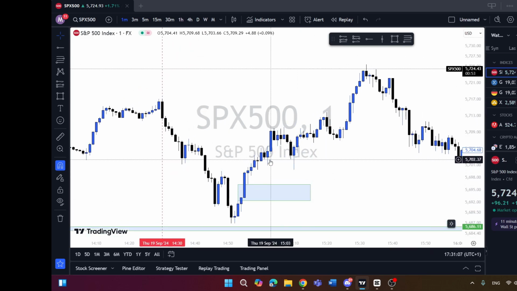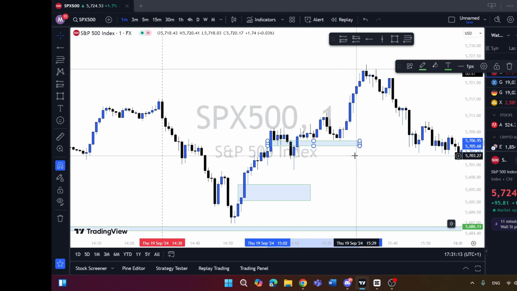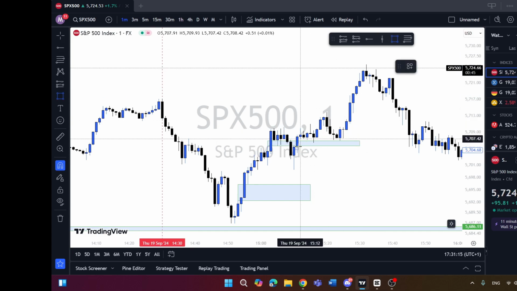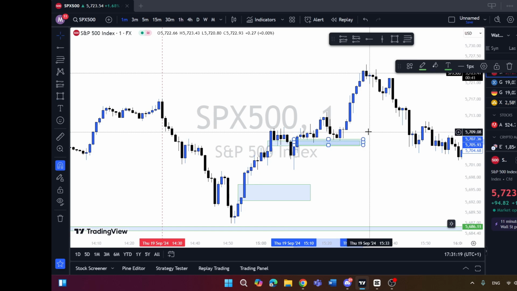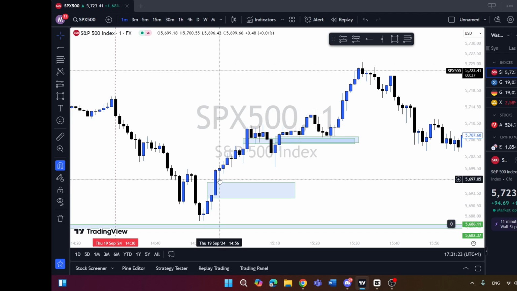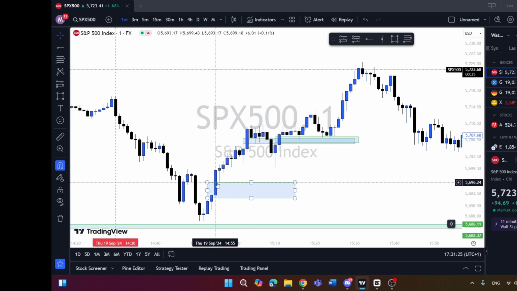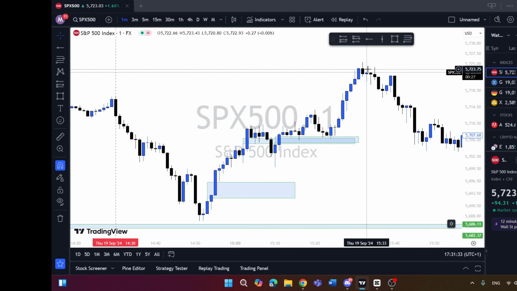I also found a fair value gap here, and a fair value gap here. So the price was pushing up. I have these fair value gaps, and then it started retracing back down where I usually enter off.